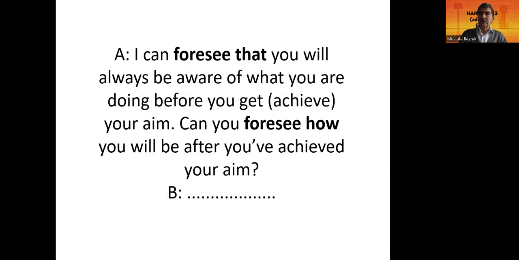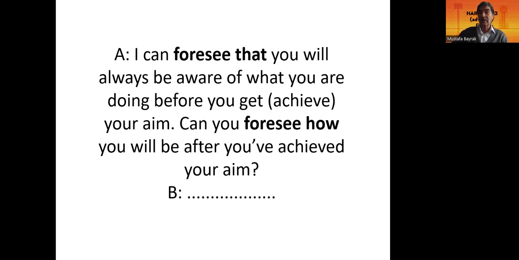I can foresee that. Very practical and useful. I can foresee that. Okay, noun clause, that clause. I can foresee it. I can foresee that. You will always be aware of what you are doing before you get your aim, attain your aim, achieve your aim, accomplish your aim. Can you foresee how you will be after you achieved your aim? Yes. Can you foresee how you will?